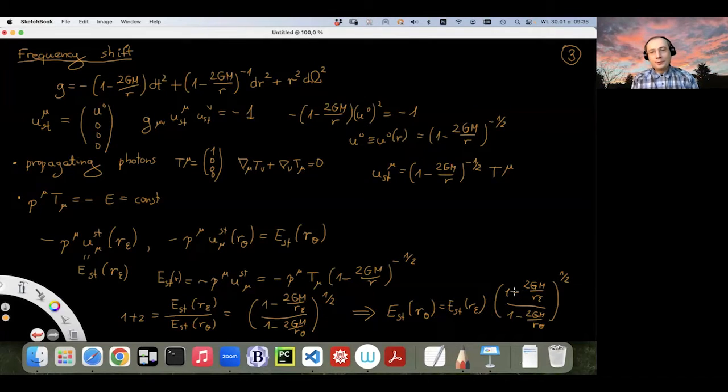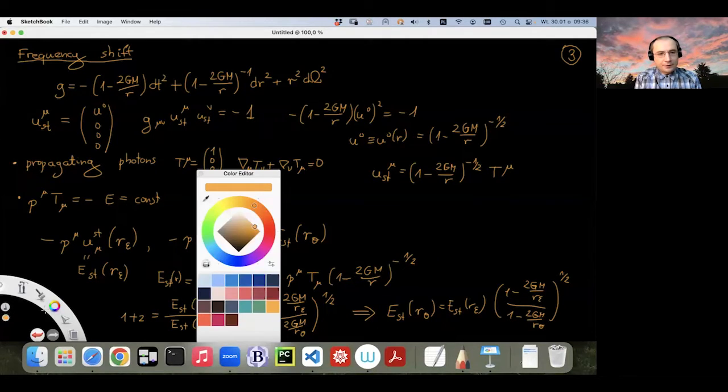So if we go with r to infinity, this 2GM over r is just the Newtonian potential, and you'll be able to see that the relative difference of energy is exactly given by the difference of Newtonian potentials. But this formula in this form is also applicable for very small radii, for which the Newtonian approximation doesn't work. And it's also very interesting to see what it actually predicts.